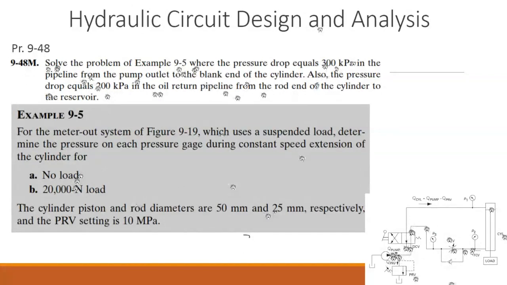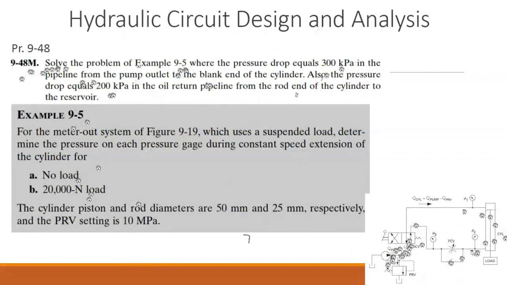So it means that if this tank is open to the atmosphere, at this particular end the pressure of the oil is 0 pascal gauge. So if this is 0 pascal gauge, there should be a pressure of 200 kilopascal on the rod side, so that it drops to zero pascal gauge. So we will talk about that and we'll see. These are the two pressure drops given at the blank side and the rod side of the cylinder of this circuit. Now let's see the problem of example 9-5 for the meter out.